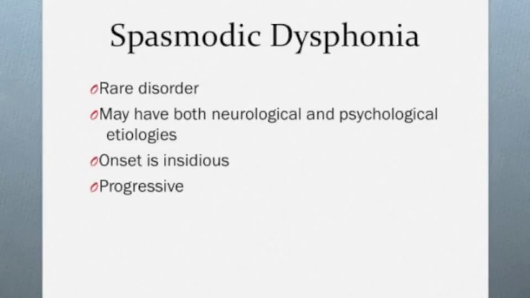Spasmodic dysphonia is a relatively rare voice disorder. It may have either neurological or psychological etiologies. The onset is insidious and is progressive over months or years. The voice quality is strained, strangled, and harsh. These clients do not respond well to voice therapy alone. They also need medical and surgical management.